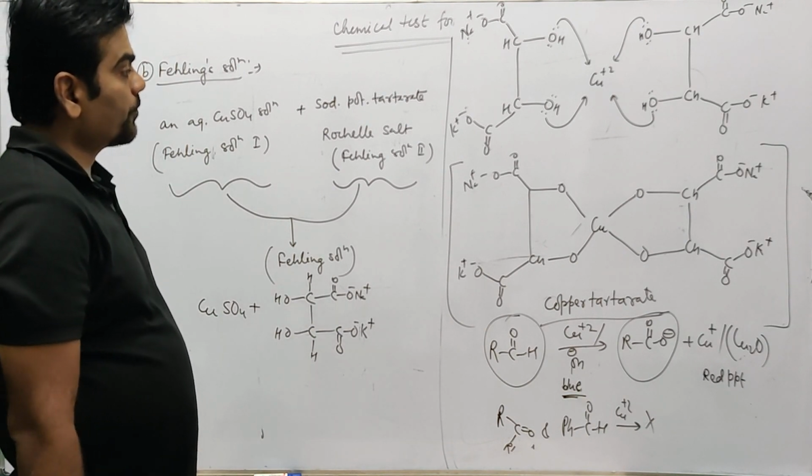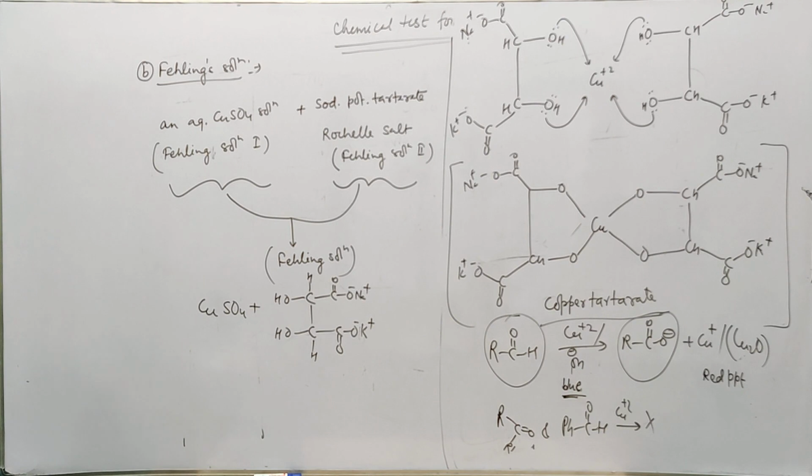Terminal hydroxyketone will respond to this test positively, and hence this reagent is also used in place of Tollens reagent to classify sugar as reducing and non-reducing form.